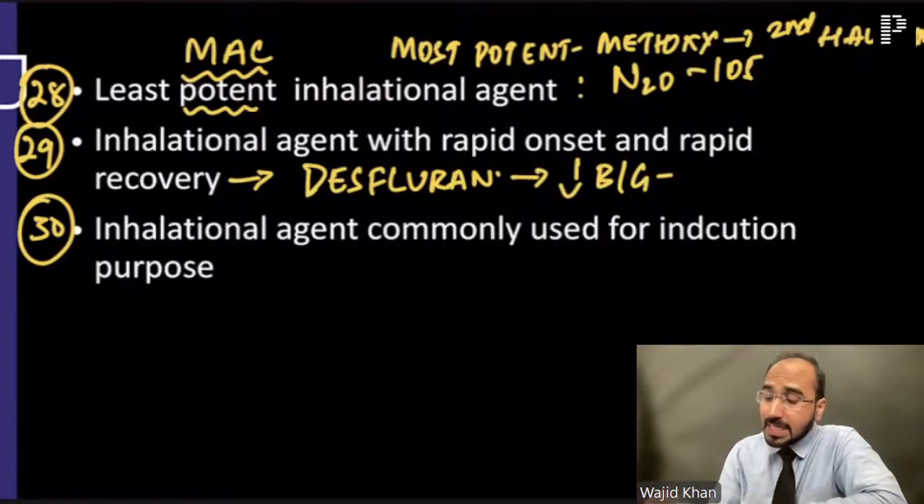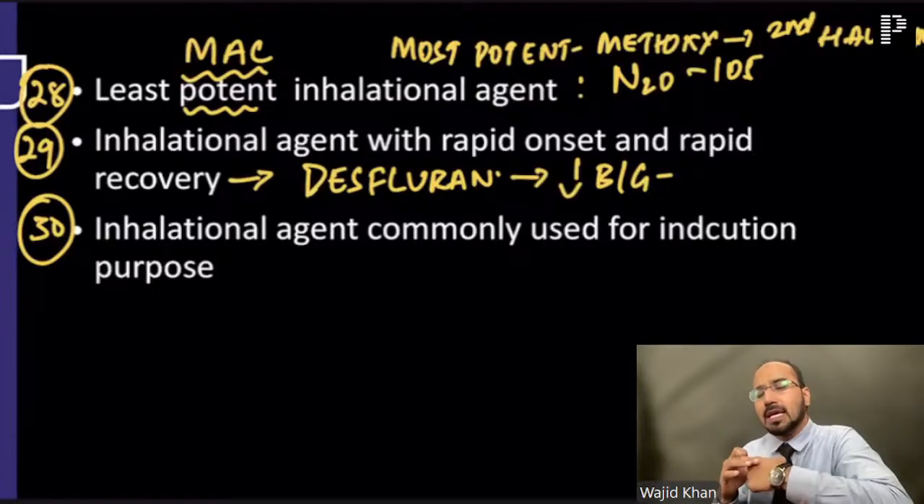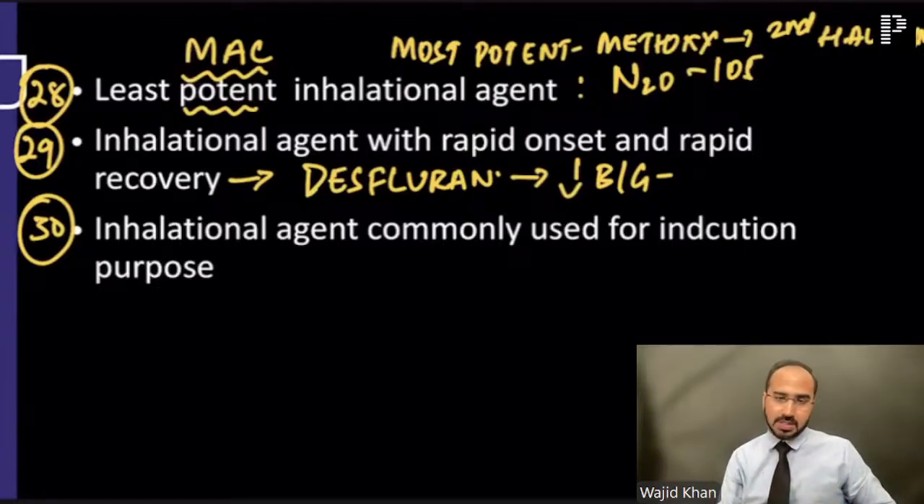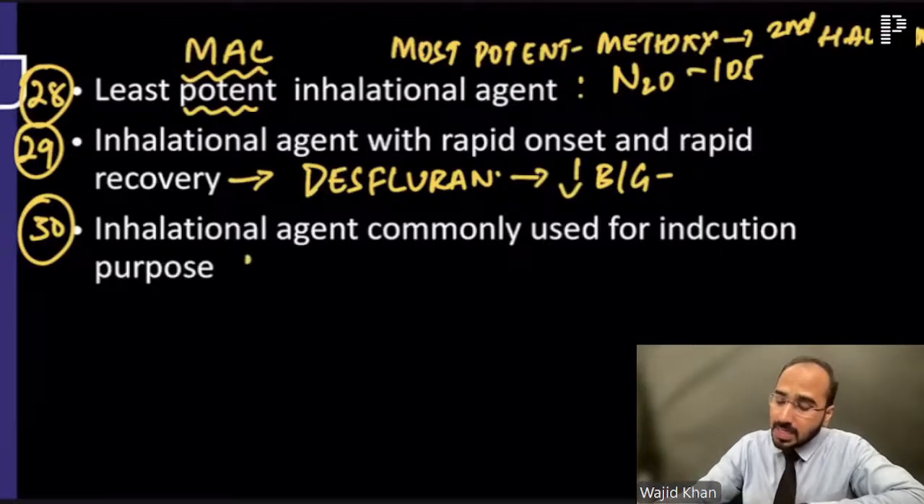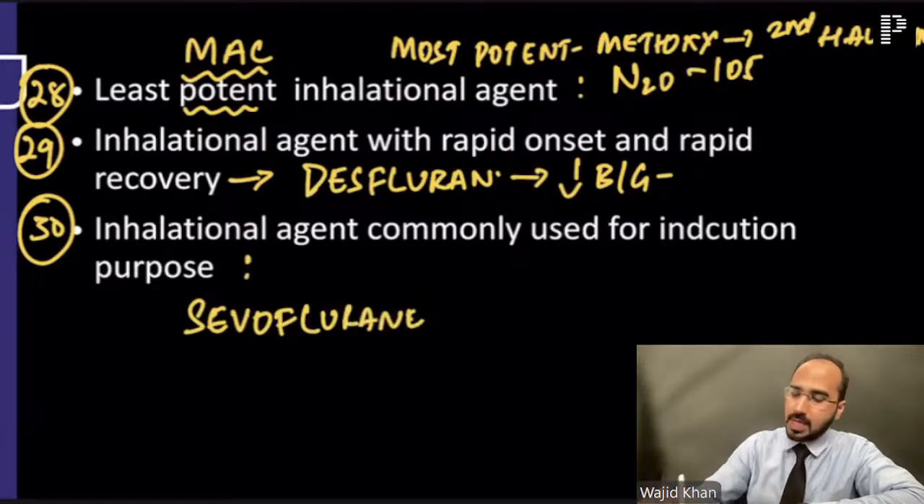Next, the inhalational agent commonly used for induction purposes in children. Remember, guys, induction means making the patient unconscious. The best way to make them unconscious is by IV induction. You give the drug by the IV route and the patient will become unconscious. That is the best way. But children will not allow you to put an IV cannula, so it will be difficult. So you can make them unconscious by the inhalational route also. And what is the commonly used agent here? It is sevoflurane. Okay, guys? Right.